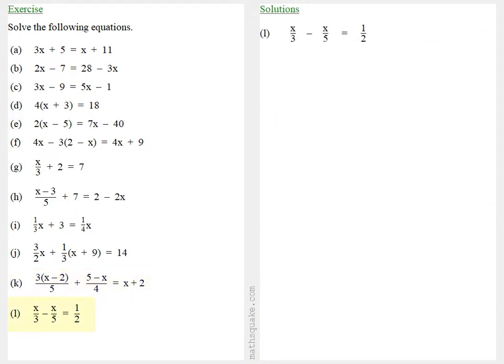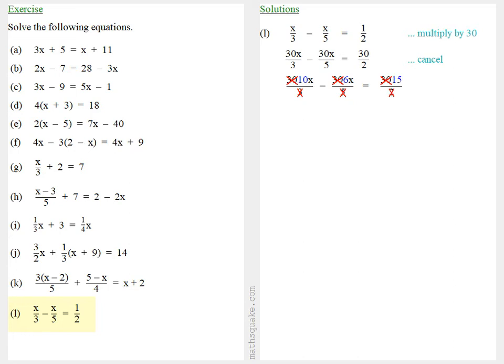And finally, in question L, we have fractions x over 3 minus x over 5 equals a half. Now we want a number that 3 and 5 and 2 can go into, so that would be 30. So we multiply all the way through by 30. Now that gives 30x over 3 minus 30x over 5 equals 30 over 2. And we can cancel that down. The 30 and the 3 cancel to 10, the 30 and the 5 cancel to 6, and the 30 and the 2 cancel to 15.